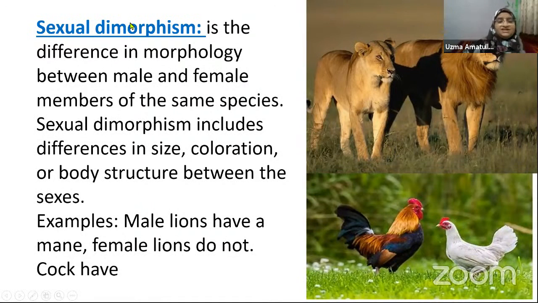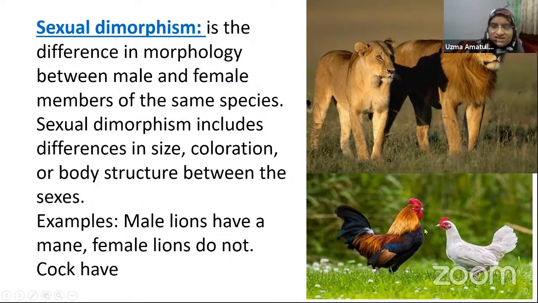Now, what is sexual dimorphism? Sexual dimorphism is the difference in morphology between the male and female members of the same species. Same species, male and female are different. Here you can see the lion and the lioness. You can see the difference here. The cock and the hen.